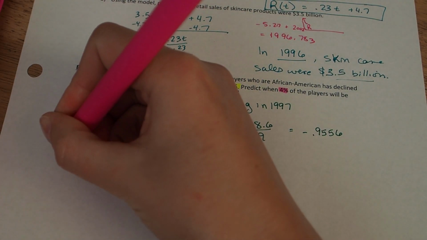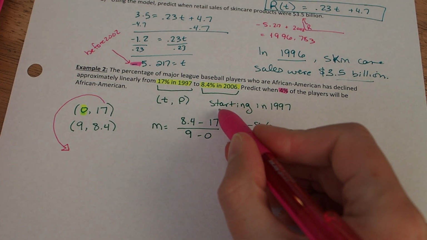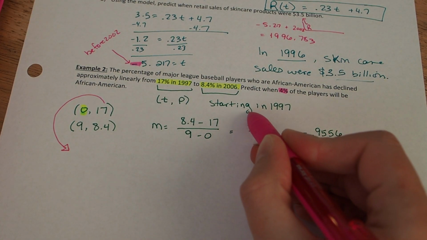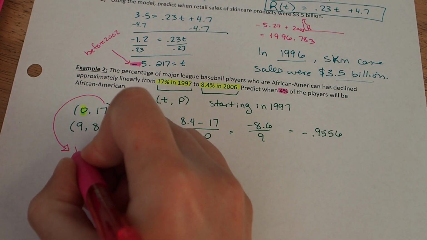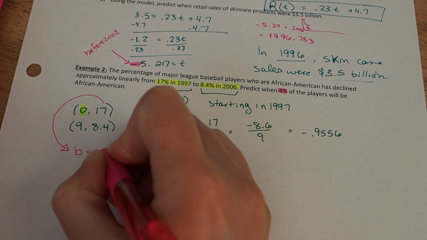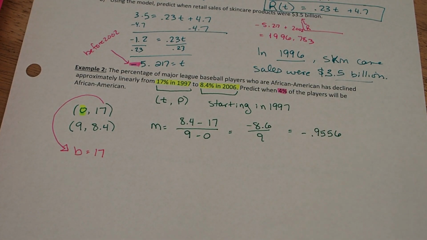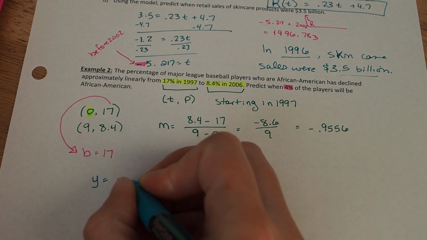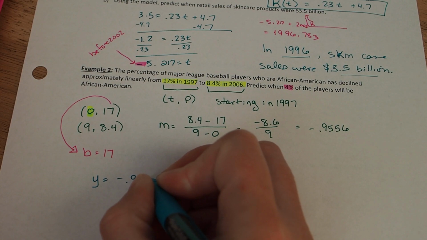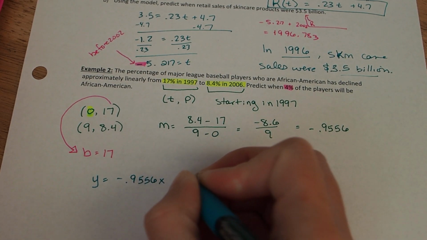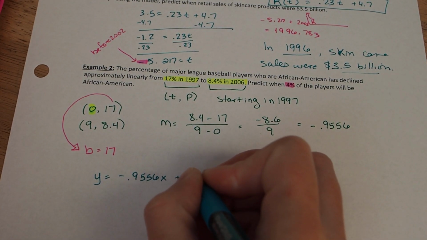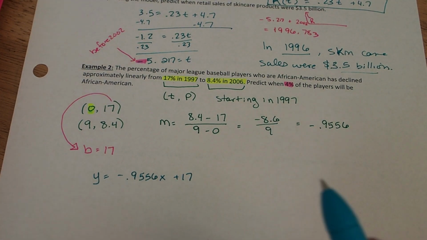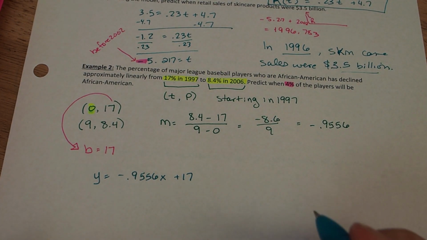So we have chosen wisely by choosing the starting year to be 1997, because that gives us the b value for the line. So the equation for the line would be y equals negative 0.9556x plus 17. Now I don't want just an equation. Let's go ahead and write this as a function.